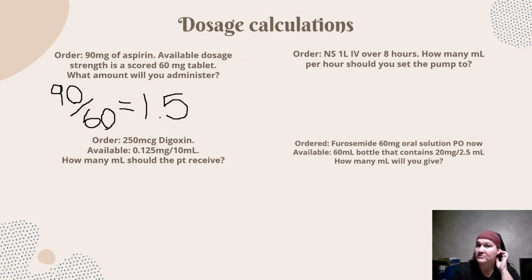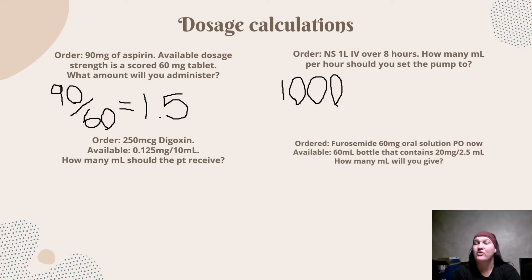So here we go. Normal saline, 1 liter IV over 8 hours. How many mLs per hour should you set the pump to? This one's kind of a trick question because there's a conversion in there. You don't quite see it because it's not blatantly obvious, but here's our 1 liter IV over 8 hours, and we have to convert it to mLs. Well, you guys are geniuses and you already know how to do that because we've talked about this before. We know that that is 1,000 mLs.